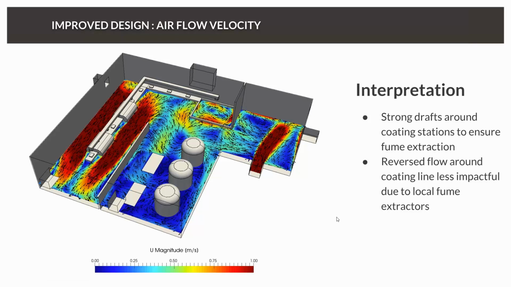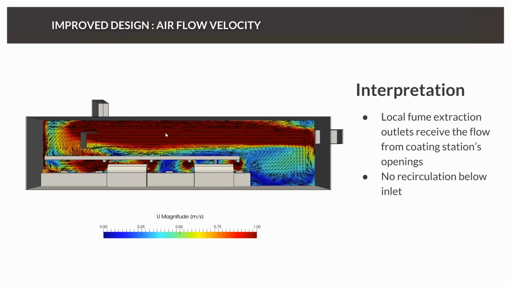And also what is very interesting, that since we have these local fume extractors, the recirculation and the reverse flow in this area is less impactful. And now let's take a look at the other slide. And here we can see these local outlets are really working well because they're creating a strong draft directly at the opening.